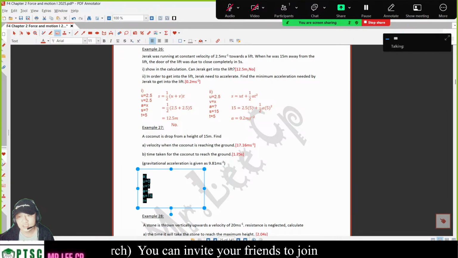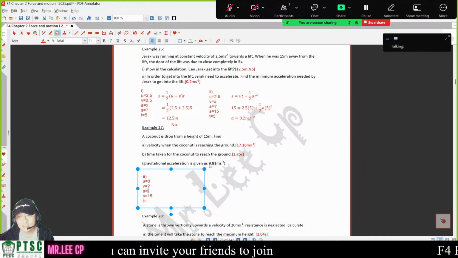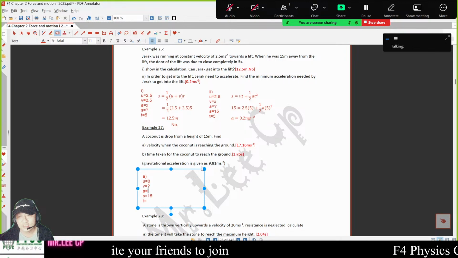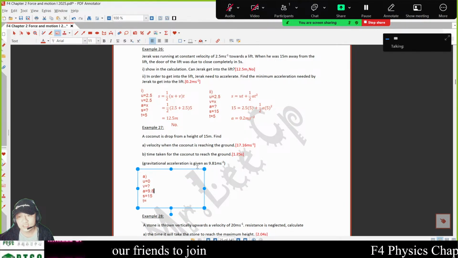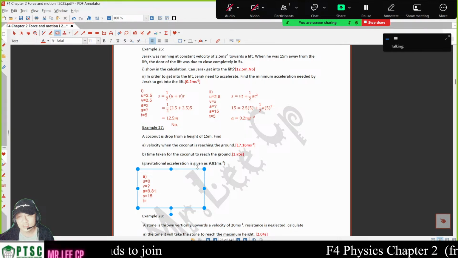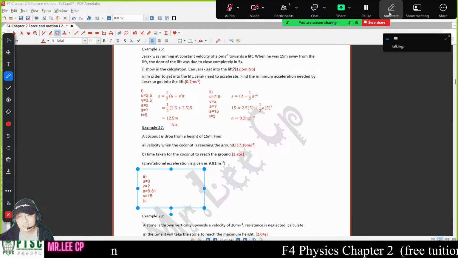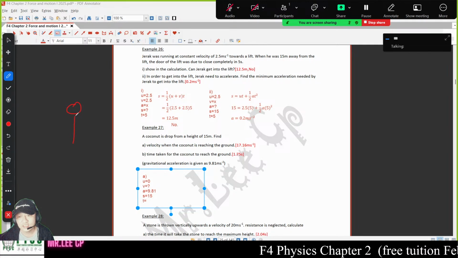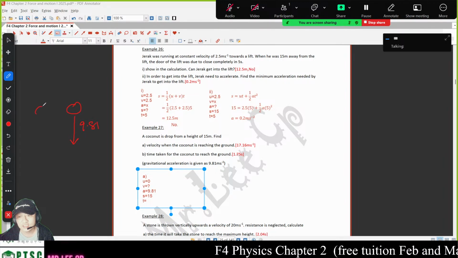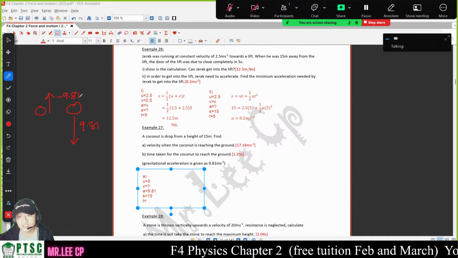V, I don't have it. A is acceleration, so 9.81. So you look at the unit, acceleration is 9.81. Gravitational acceleration is 9.81. In Form 4, Form 5, your syllabus, you are going to use A as 9.81. And this thing is going downward. Downward, it is 9.81. If this coconut is going upward, you are going to use negative 9.81.